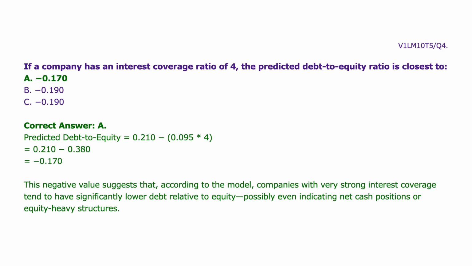Regression equation: predicted debt to equity equals 0.210 minus 0.095 times interest coverage. At interest coverage equals 4, predicted debt to equity equals negative 0.170. This negative result reflects that firms with strong interest coverage tend to have very low or even negative debt to equity ratios.